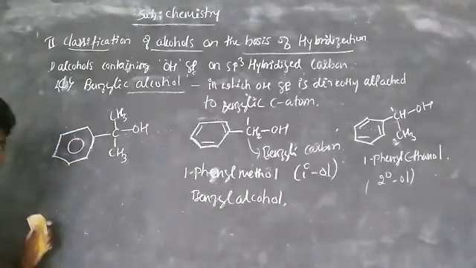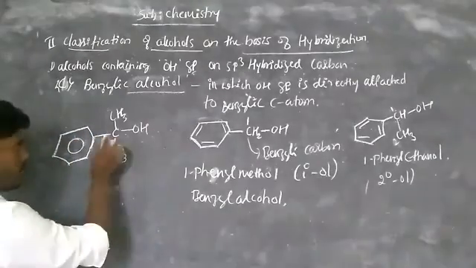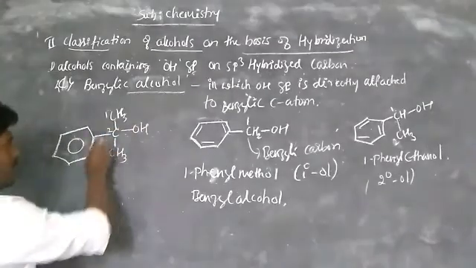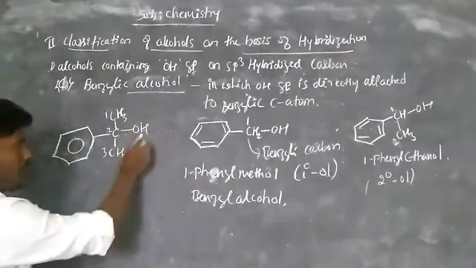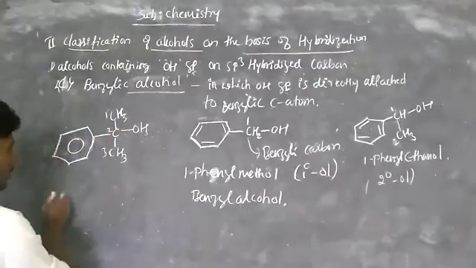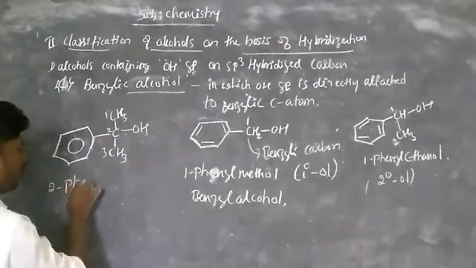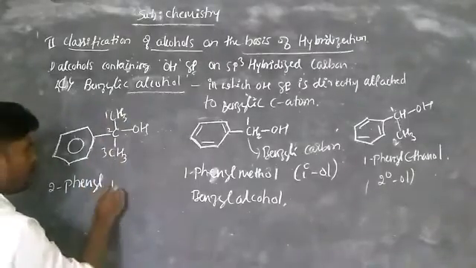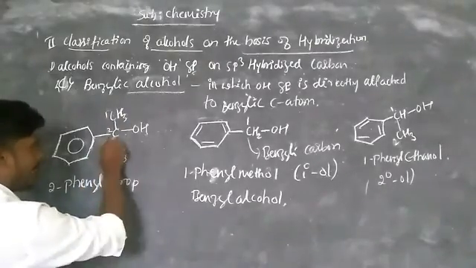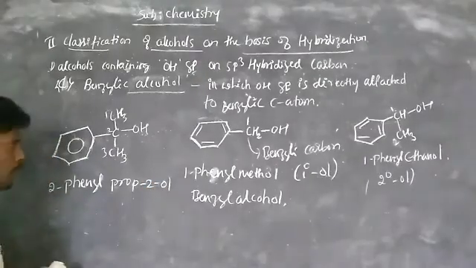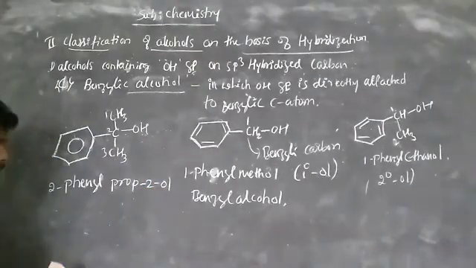Okay, so what is the name? Give number 1, 2, 3. Select the longest chain like this. The function should be lowest priority. So at 2 there is phenyl, so that is 2 phenyl. 1, 2, 3, 3 carbon atoms, prop. At the second carbon there is alcohol, therefore propane 2 ol.